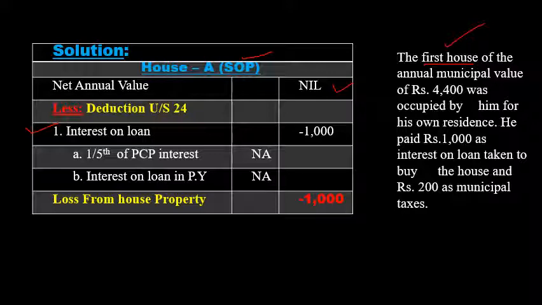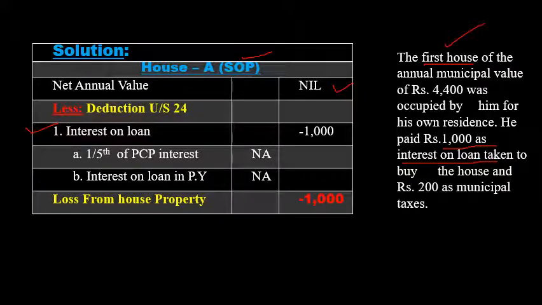If there is no information regarding whether the loan is borrowed for the construction or the purchase of the house, then you can consider whatever information is given in the problem. Say in the problem it is given, it is used for one's own residence, and 1000 was paid as interest on loan. The total interest on loan paid in the previous year was rupees 1000. So it is directly given. No need to calculate 1/5 of PCP interest as interest on loan in the previous year.